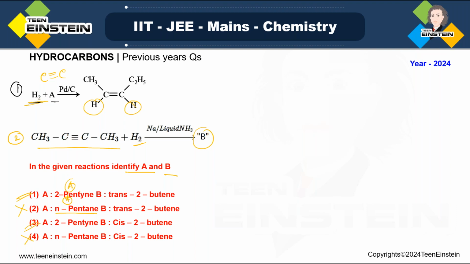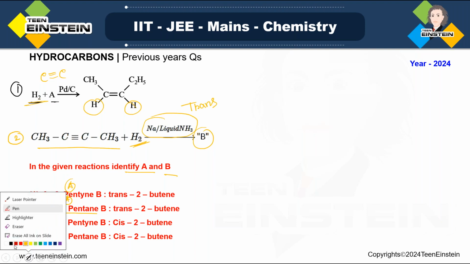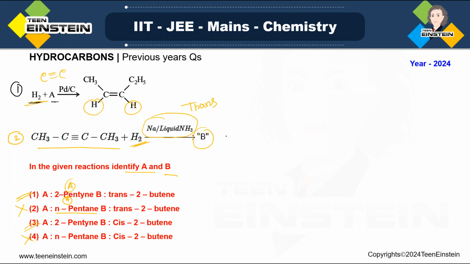Now what will be the structure of B? When hydrogen addition happens in presence of this type of reagent, sodium in liquid ammonia, it is always trans addition. So that is the reason. Now what type of structure will we get? Hydrogens will be added from the opposite side, and as a result we will get a C=C double bond with H on opposite sides.